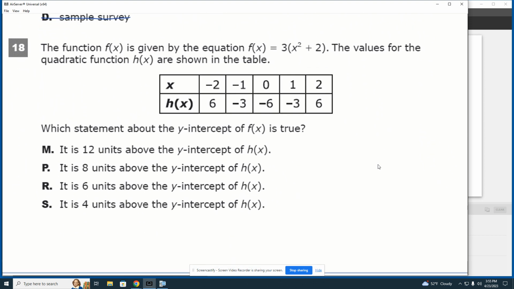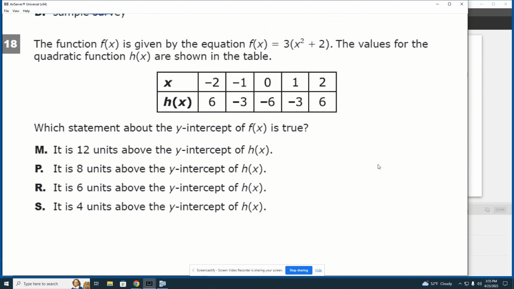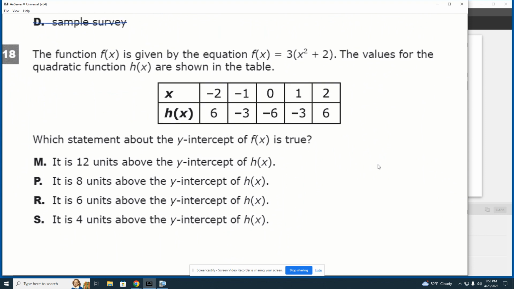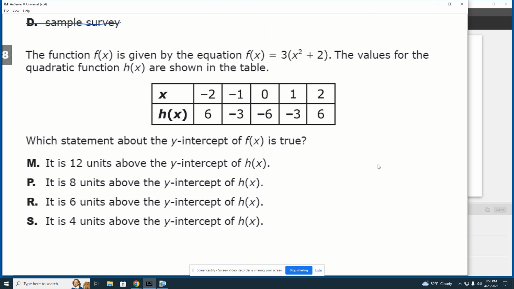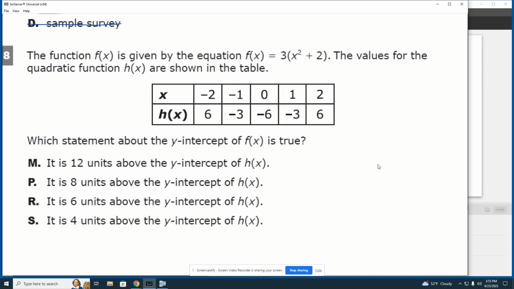The function f of x is given by the equation f of x equals 3 times x plus 2. The values of the quadratic function h of x, so these are two different functions, are shown in the table below. So which statement about the y-intercept? Okay, now remember, y-intercept is where your graph is crossing the y-axis. Where it's crossing the y-axis.